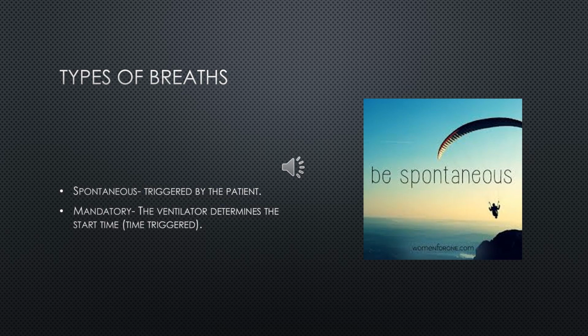Now a giant thought process from this whole slideshow is the difference in types of breath. The big one, spontaneous, would be triggered by the patient. The patient can generate that breath by himself or herself, depending on their needs. And then mandatory, the ventilator is cycling based on a time cycled, time triggered breath. So every so many seconds, that breath is going to cycle on a predetermined rate. So that's the big difference of the two of them.